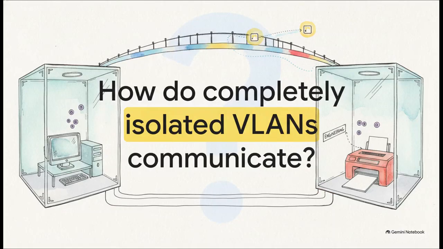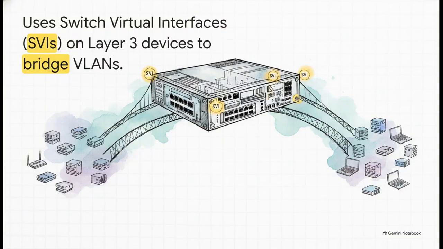But wait, that raises a really critical, logical question, doesn't it? If VLANs are completely isolated, if we've successfully trapped all the noise inside these individual glass rooms, how do they ever communicate with each other when they actually need to? Like, what if an accounting computer legitimately needs to send a file to the engineering printer? The solution here is inter-VLAN routing.